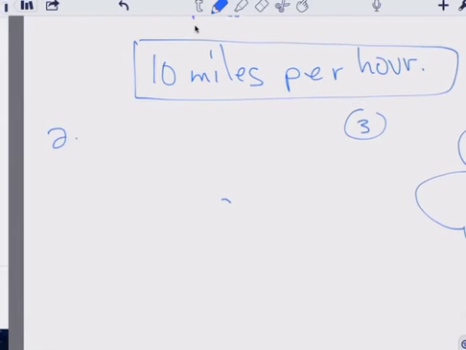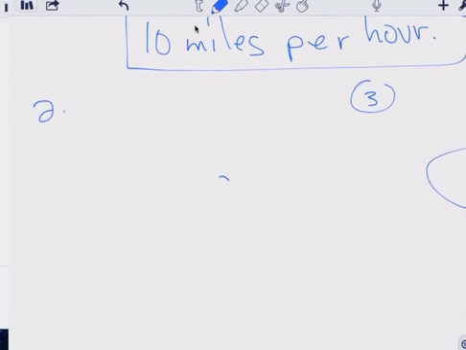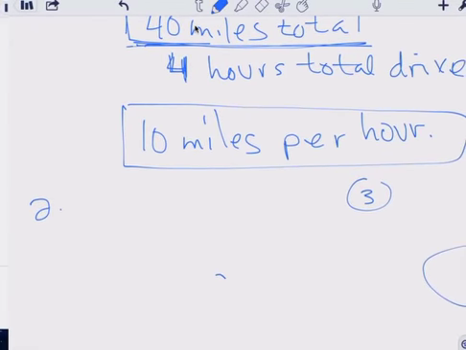Okay, and number two says, is the following a function? Yes, it is. If you put a vertical line from top to bottom on that graph anywhere, you will only hit that graph one time. A vertical line anywhere on that graph will only hit that graph one time, so therefore it's a function.